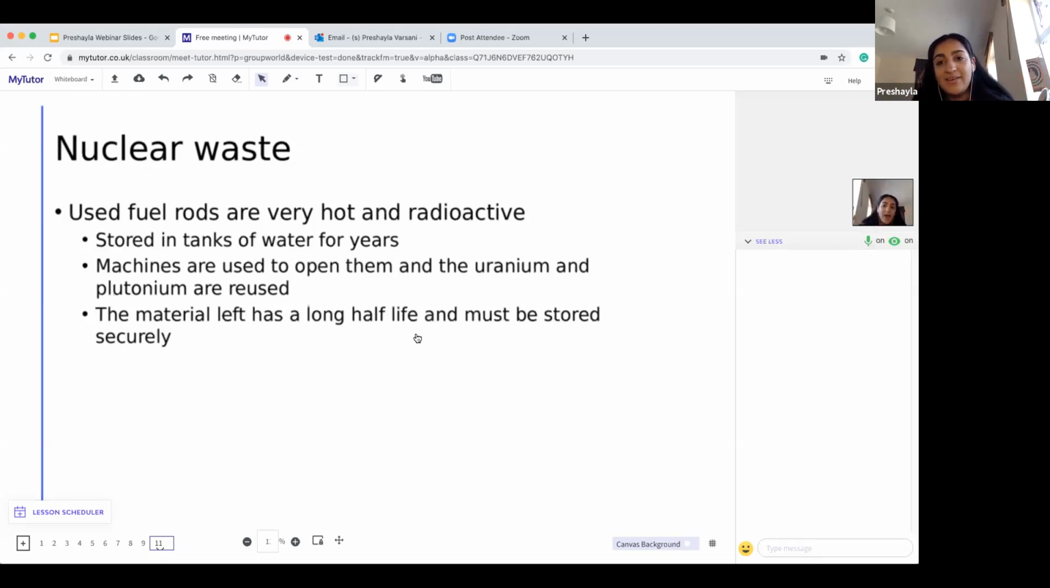And then the material that is left over are isotopes that have a long half-life. And a long half-life is a problem because it takes a long time to decay. And therefore we must store it securely and out of the way of harm of humans, which means it must be stored underground. But if we keep doing this, eventually we're going to run out of storage areas for it.